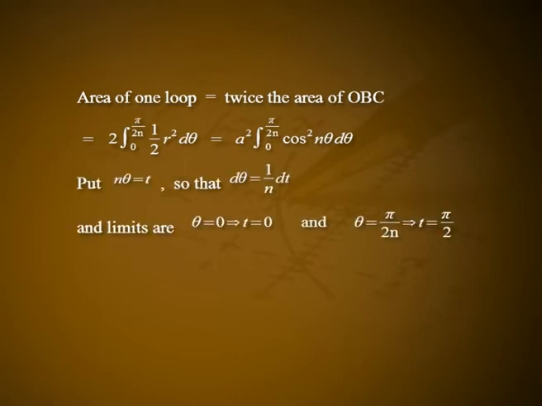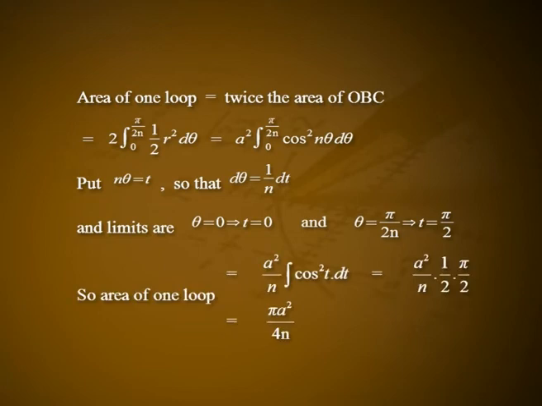Put n theta is equal to t so that d theta is equal to 1 by n dt. And limits are theta is equal to 0 implies t equal to 0 and theta is equal to pi by 2n implies t equal to pi by 2.